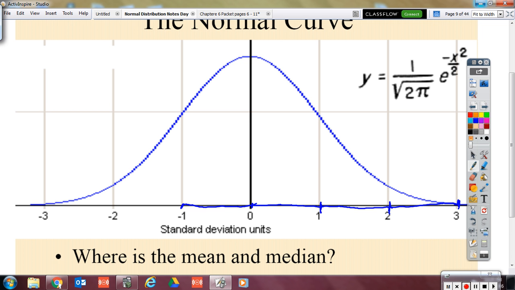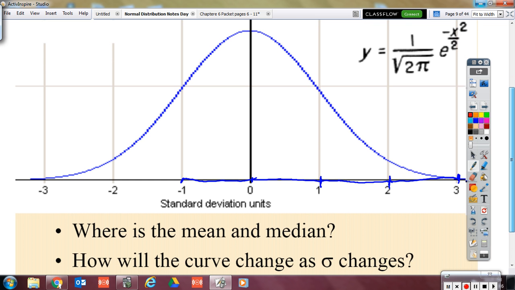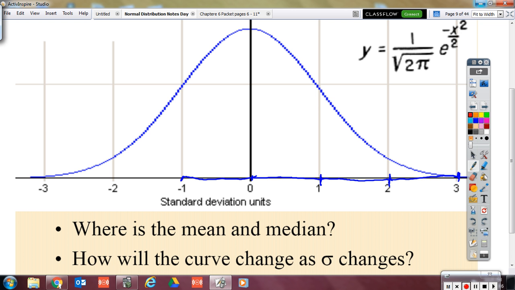But let's talk about what would happen if I cut my standard deviations in half. So now, 1 standard deviation goes to here, 2 standard deviations to here, and 3 standard deviations to here. What's this going to do to the shape of this curve? How will it look different?